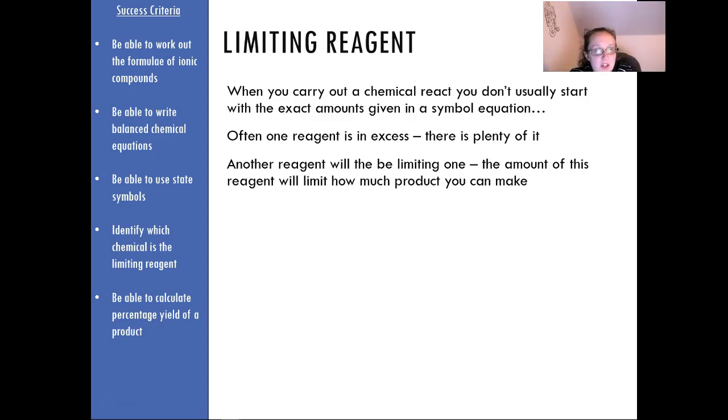So, limiting reagent. Whenever we do a chemical reaction, what we often don't do is weigh out exactly the right amount of both chemicals. We normally have one that we have lots of, and then one that we have slightly less of. The one that we have in excess just means there's plenty of it, and the one that limits how much we can produce, we call our limiting reagent.